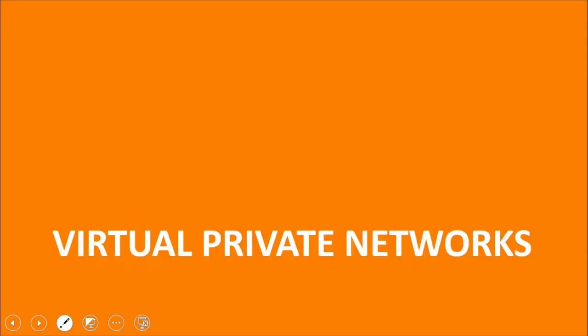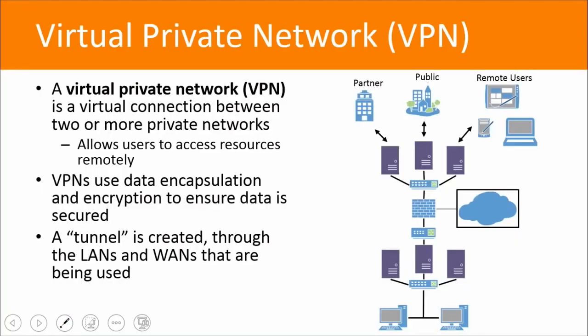Let's talk about virtual private networks. So what do you do if you are working from a remote location? Maybe your company's based in Seattle, Washington, and you happen to be working out of Shanghai, right? Well, you can access your company's intranet using a virtual private network. And that's just a virtual connection between two or more private networks. It allows users to access resources remotely. They're going to log in using a remote access protocol.